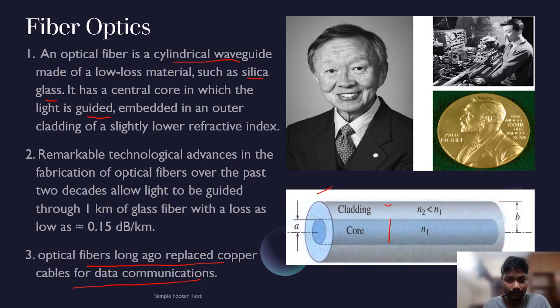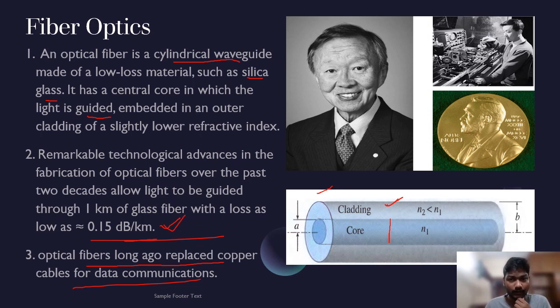The core is embedded in an outer cladding. If the core has a refractive index of n1, the outer cladding, whose radius is b, has a refractive index of n2, which is slightly lower than the core. This is how the cylindrical waveguide is made, because the core has the high refractive index and the cladding has the lower refractive index. And as I have mentioned, the glass fiber is a remarkable technology with a low loss of 0.15 dB per kilometer. That's very important, and that's the reason why it replaced copper cables.